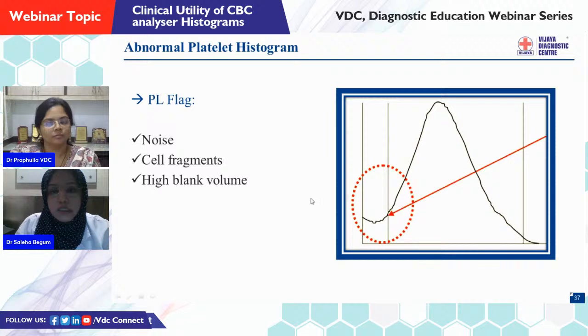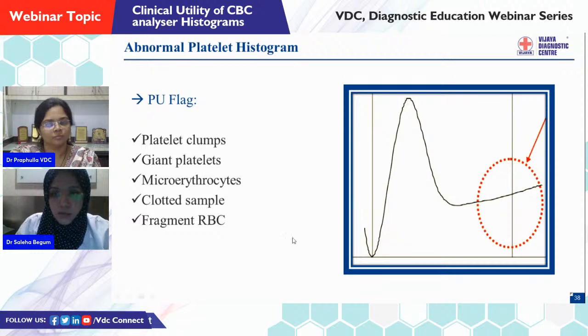So whenever we see such abnormality in the platelet histogram, we think of these things which are mostly technical, nothing to do with the patient sample except for the fragmented cells. Okay.